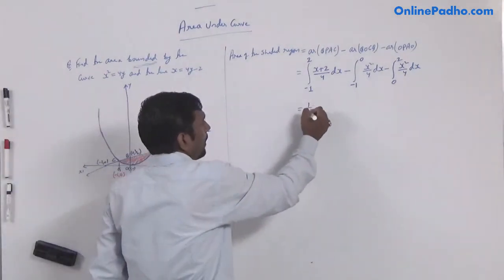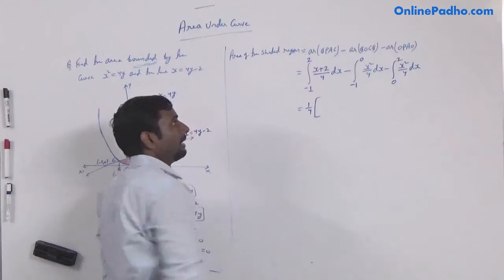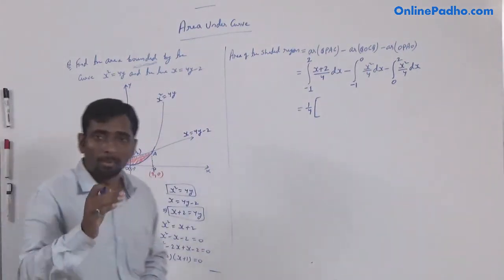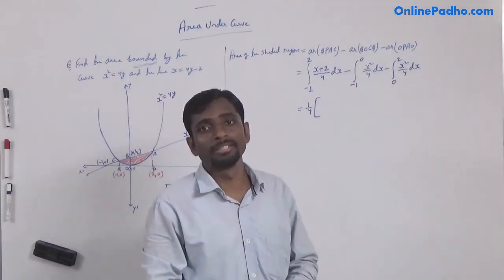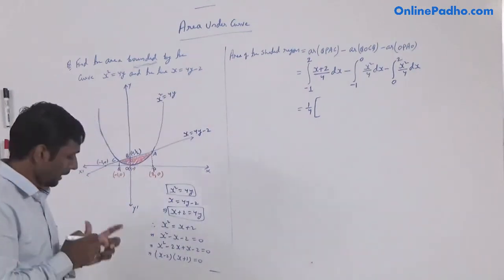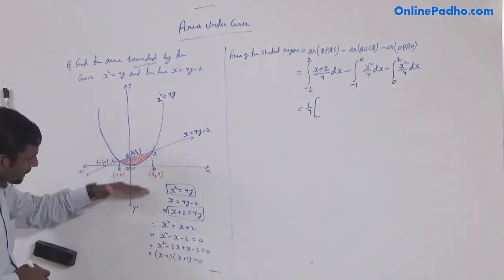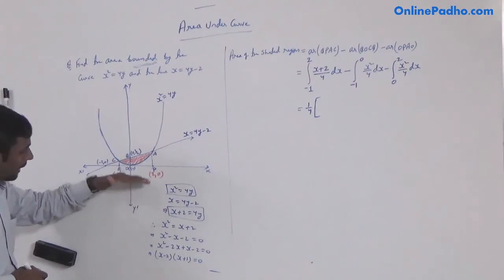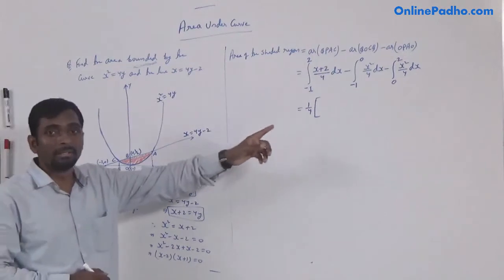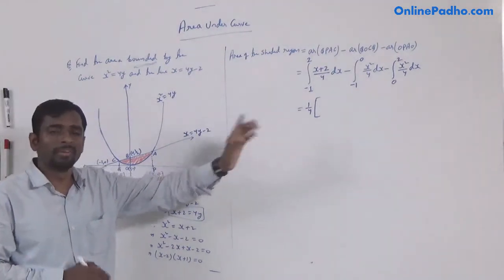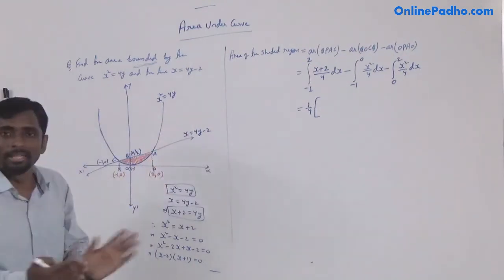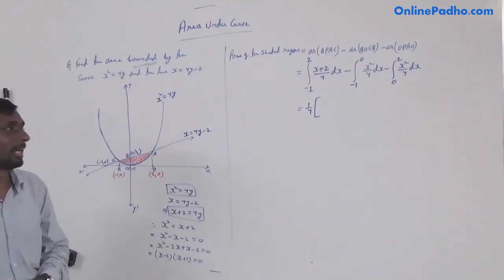We can take 1 by 4 common. And the very important thing in this topic is that we cannot apply the property of definite integral in this integration. Why? Because you know the area below the x-axis is negative and the area above the x-axis is positive. So it is not possible to apply the property of definite integrals. We can find the integration of all the three parts separately and then simplify. We'll get the exact answer.